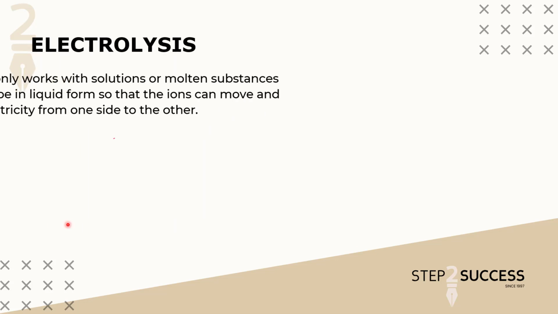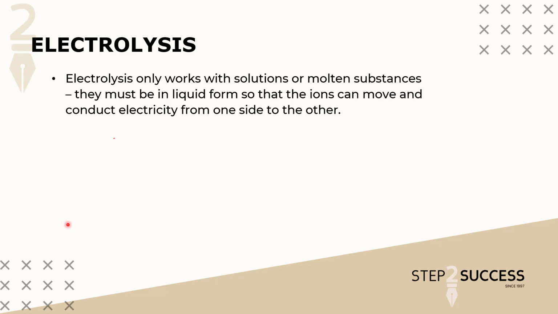So, let's talk in a bit more detail about electrolysis now. Firstly, electrolysis only works with solutions, in other words, something dissolved in water, or with molten substances. The solution must be in liquid form so that the ions can move and conduct electricity from one side to the other. I will draw an electrolysis diagram in just a moment.